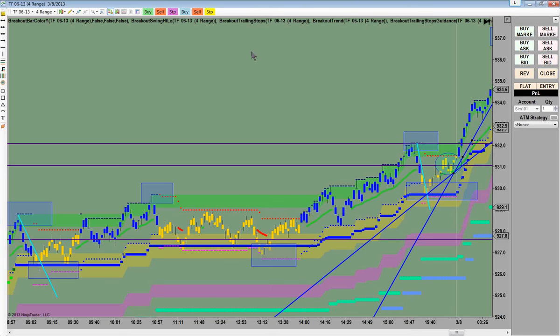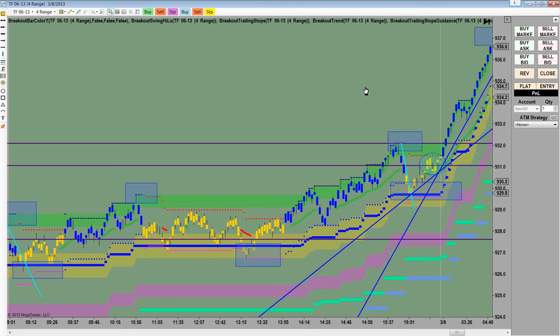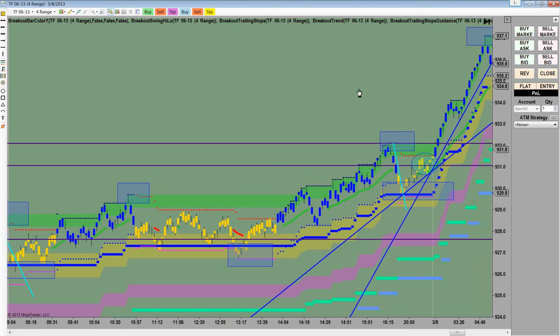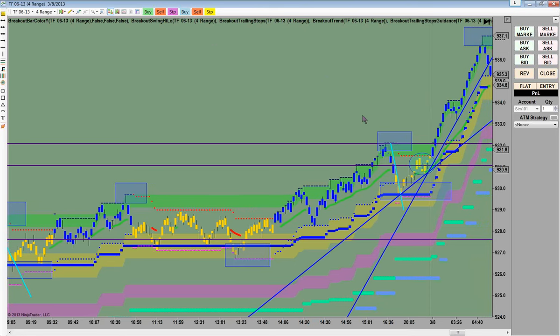You can actually use a tool we've got called money line, and if it takes out the line with a close, you're out of the trade, like so. See there? Would take you out right there.